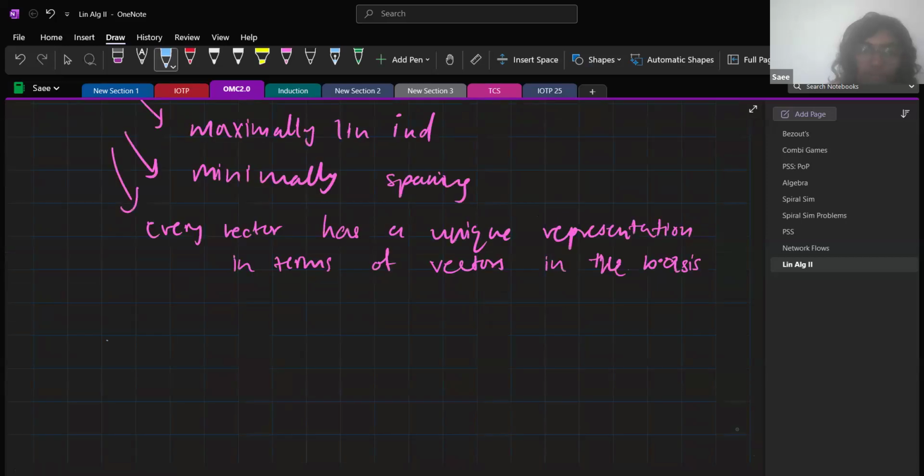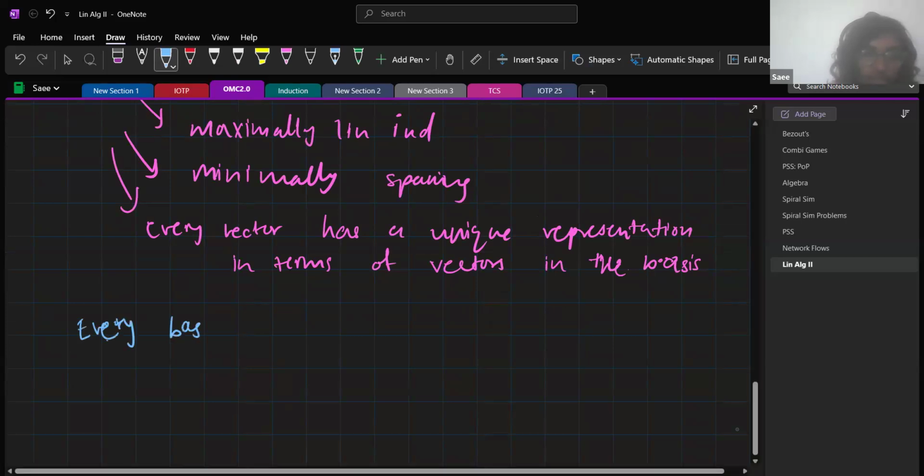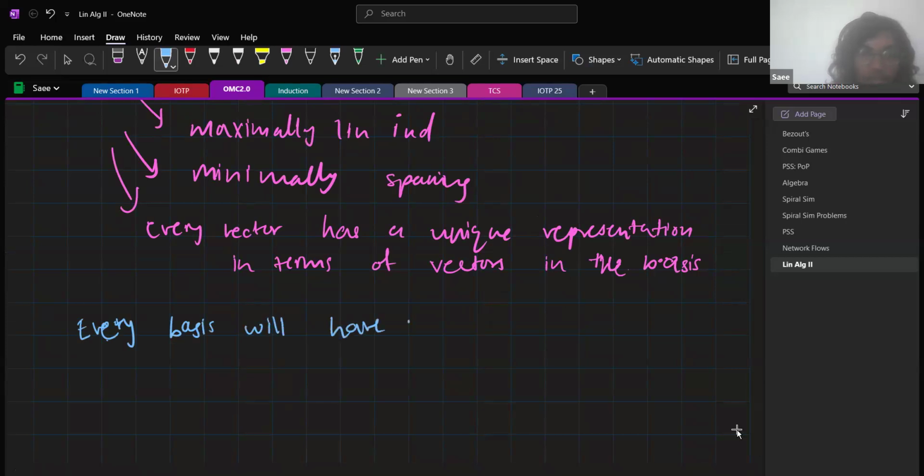Maybe we are overthinking this. All I want to say is that every basis will have the same cardinality. Does it intuitively make sense? Yes, okay, this feels like something that should ideally happen in a nice universe.